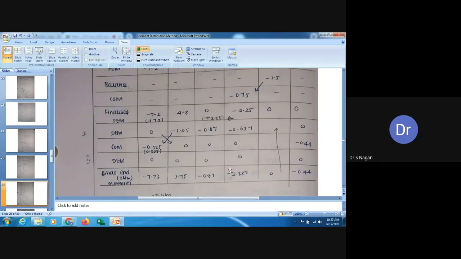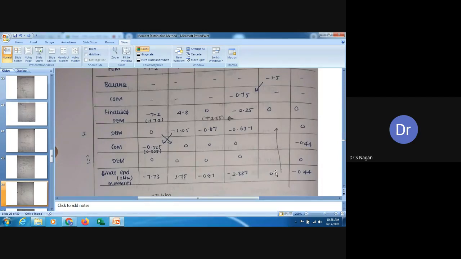Here you may think we are not getting balance of moments. But if you take the sum of moments, you'll be getting 0. 3.75 minus 0.87 minus 2.8, because three members are meeting. If you have only two members, then you will be getting 3.75 minus 3.75. But here we have three members. Moment balance will be there by adding all the three end moments.